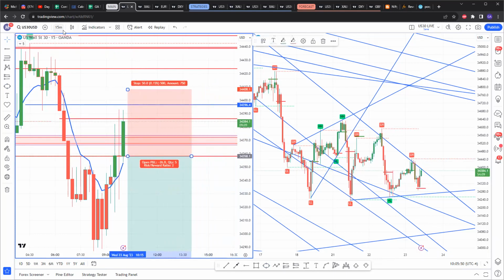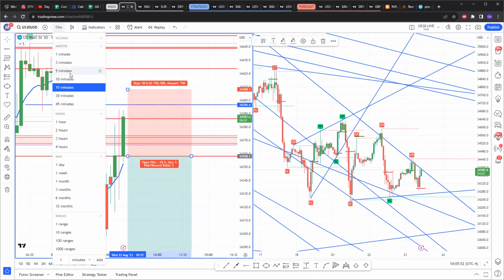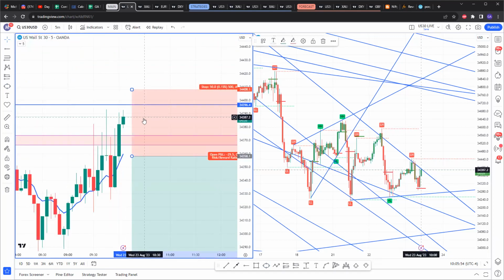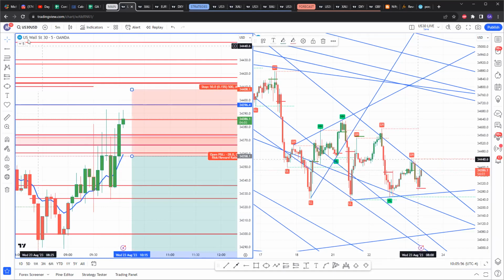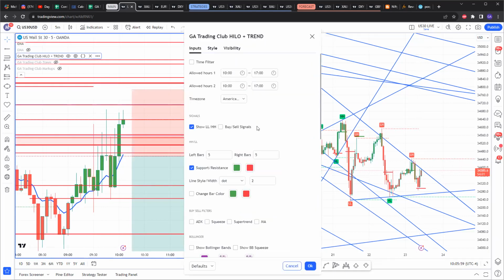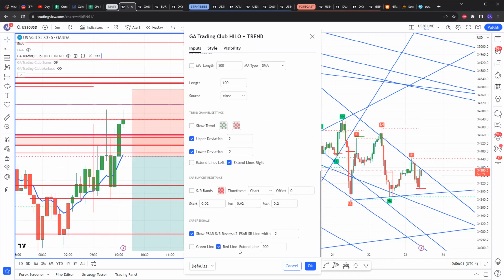Let me see. I know we just had news at 9:45, so I'll go down to the 5-minute. For this particular candle, and for this one, I'm not going to extend the lines. I'll just trade the live candle.